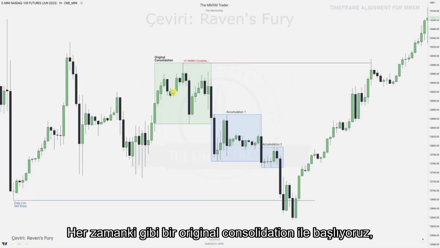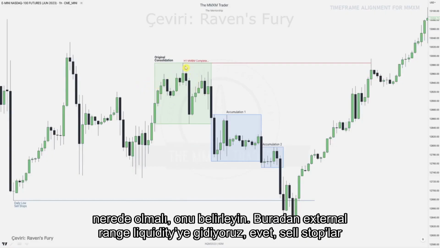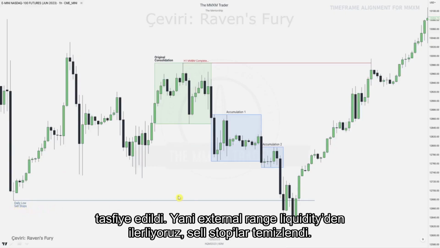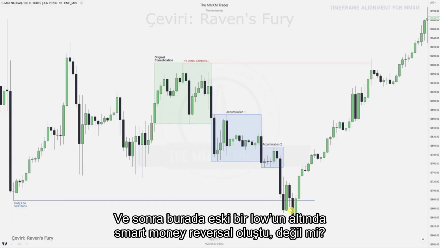As always, we start off with an original consolidation, right? Always outline your original consolidation and where your market maker buy model draw on liquidity should be, right? From here, we go from external range liquidity, right? Sell stops have been liquidated. Accumulation phase number 1 has happened over here. Accumulation phase number 2 happened over here. And then we form that smart money reversal down here below an old low, right?